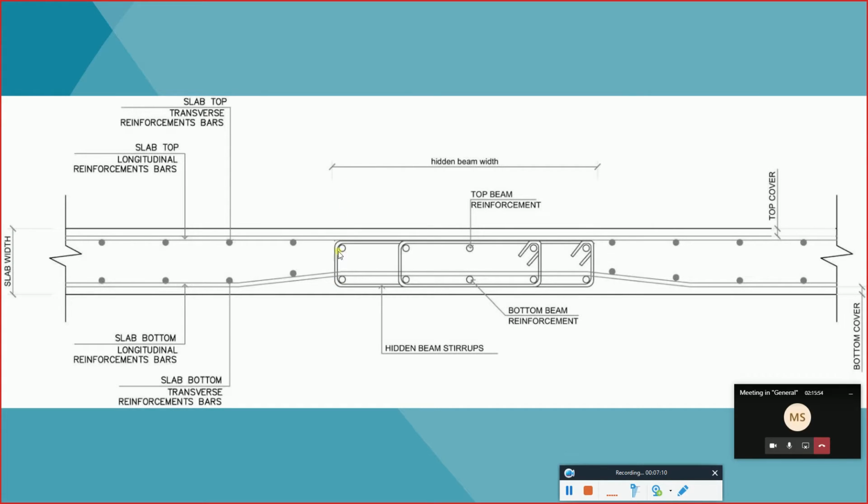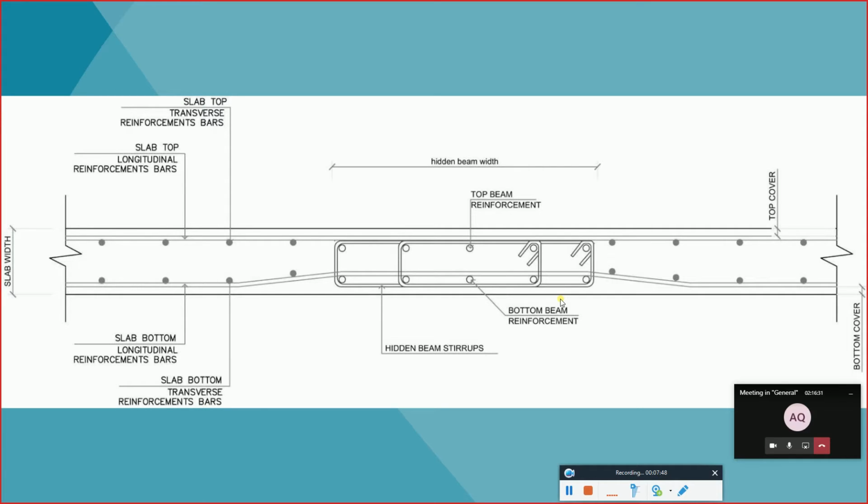Because we need to insert it inside the slab. I cannot make my slab have a huge thickness just to fit the beam. So what we normally try to do is flip the beam so it can be inserted inside the slab. So it has a smaller depth and a bigger width, but it functions exactly the same as a regular beam.